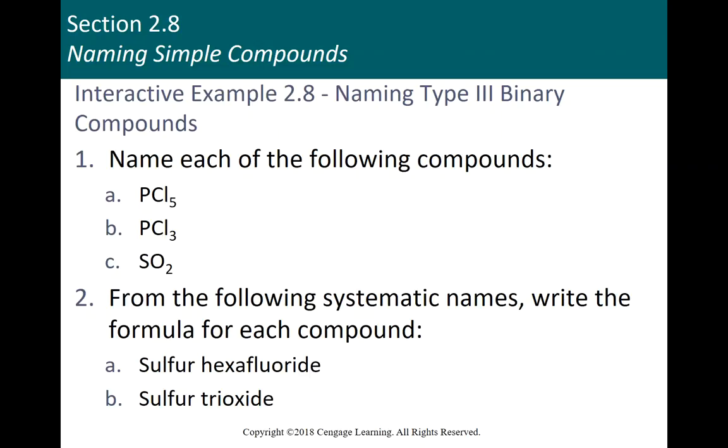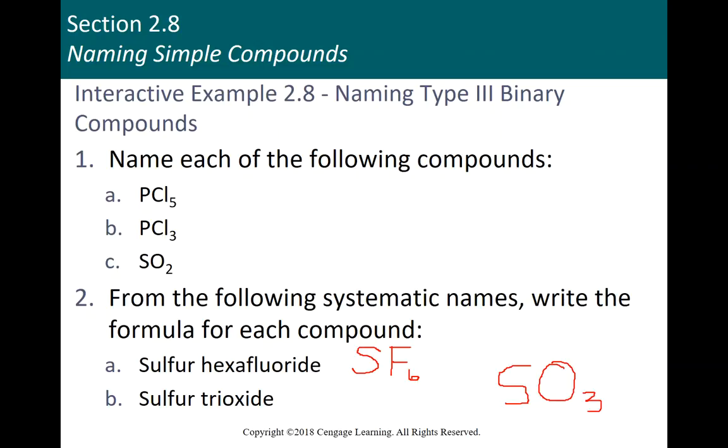And then to write the formulas, writing the formulas is pretty easy because you just use the prefixes. So sulfur, since it doesn't have a prefix, one is implied, so sulfur, and then hexa. So fluoride is the second, or fluorine is the second element. Hexa means 6, so SF6. And then sulfur trioxide, again, sulfur, and then oxygen. And tri means that there are 3 oxygens.